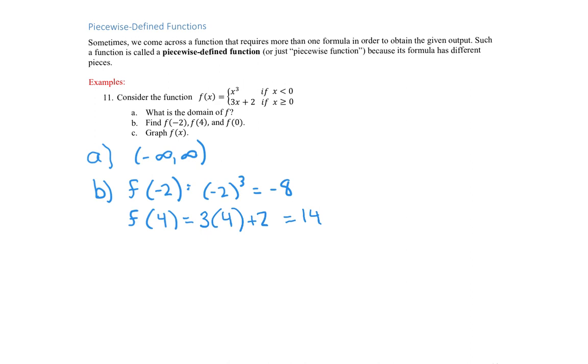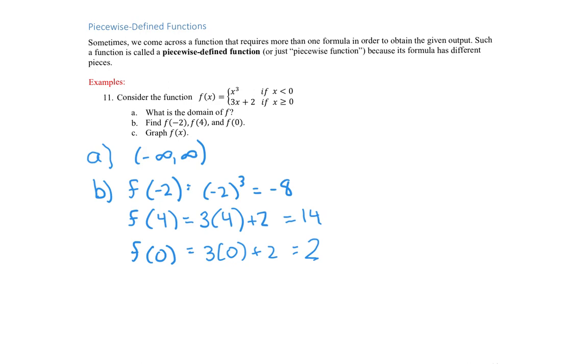And lastly in B, they ask us to find f of 0. So which function would we use? The top one, when x is less than 0, or the bottom, when x is greater than or equal to 0? We would use the bottom. The top one does not allow for x to be equal to 0. However, the bottom function does allow us to plug 0 in for x. So we go ahead and plug in 0, and we'll get 2 for our answer.